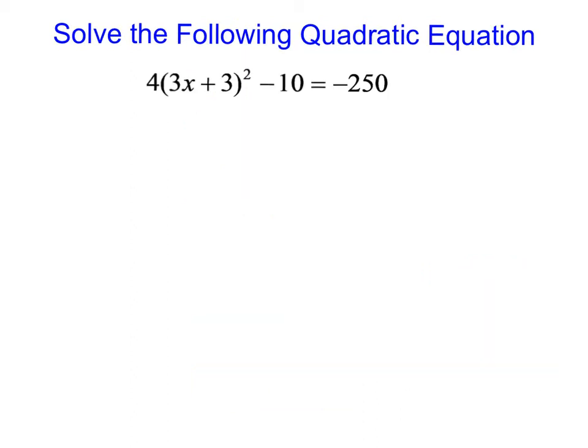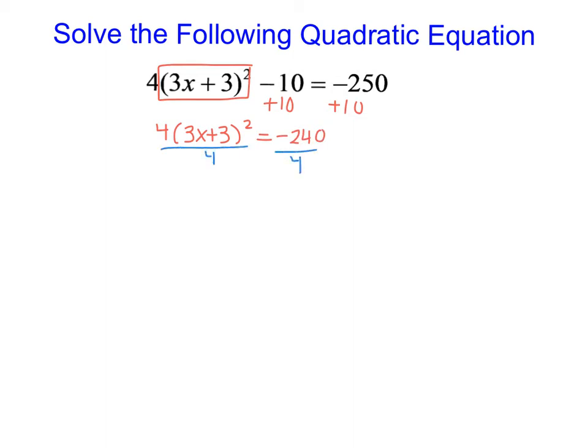So let's try an example that's a little more complex here. So again, we start by getting this piece that is squared alone because we only have one x in the problem. So we add 10 to each side, so we have 4 times 3x plus 3 quantity squared is equal to negative 240. We then divide both sides by 4, so we end up with 3x plus 3 quantity squared is equal to a negative 60.